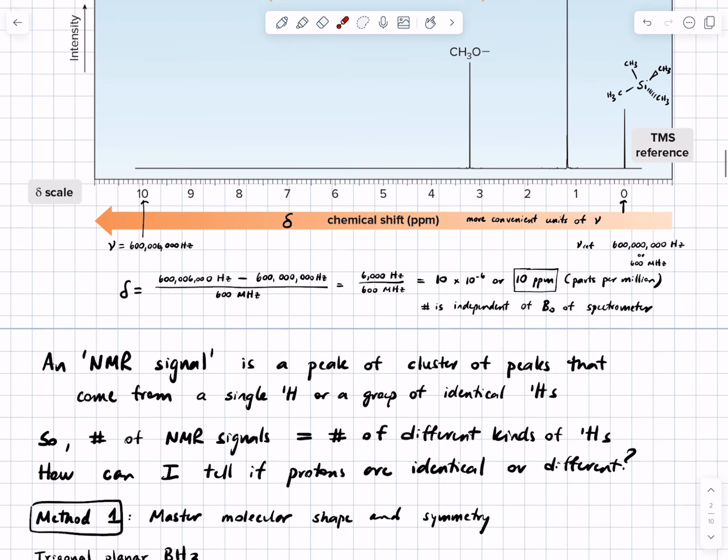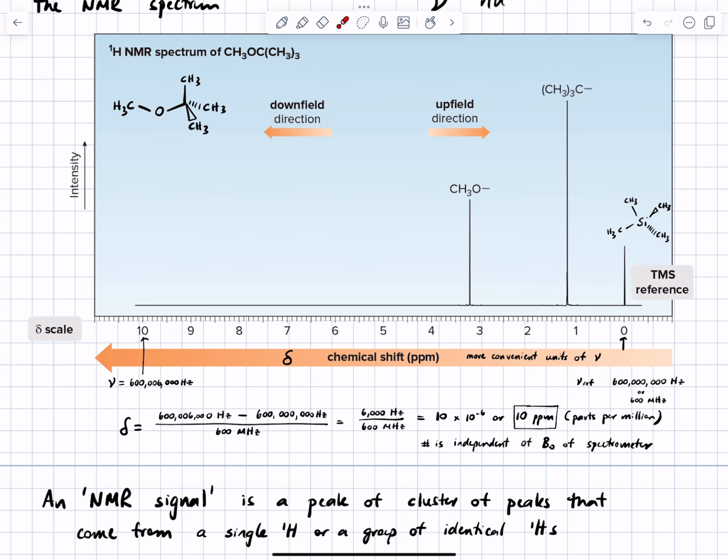All right. So what do we mean by NMR signal? An NMR signal is a peak or a cluster of peaks that come from a single proton or a group of identical protons. This is a really important principle for NMR. Identical protons show up with the same NMR signal. This is why we only see one signal for this methyl group, because the 3 protons of the methyl group are identical. And this is why we only see one signal for the 9 protons of the tert-butyl group, because they are all identical too.